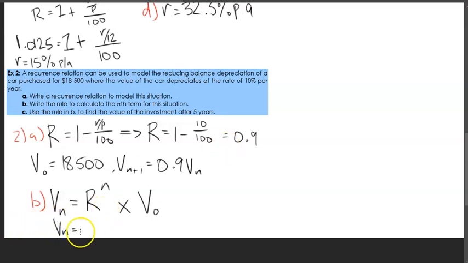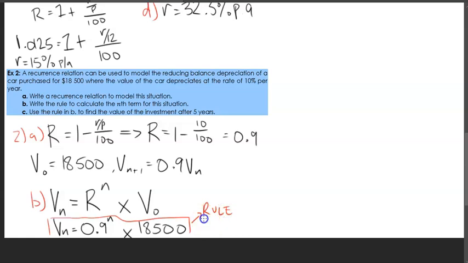Our common ratio is 0.9. This is to the power of n. And our initial is 18,500. And this right here is our rule. Right here, we have our rule following that template.